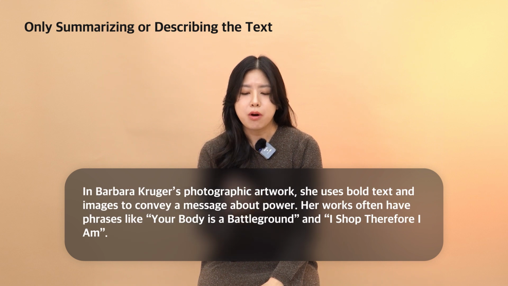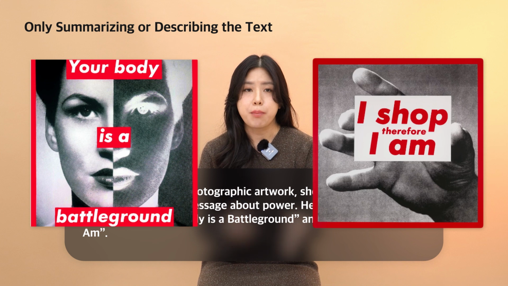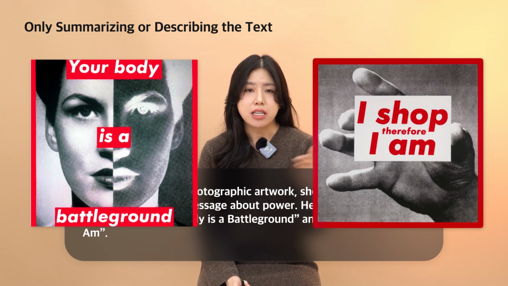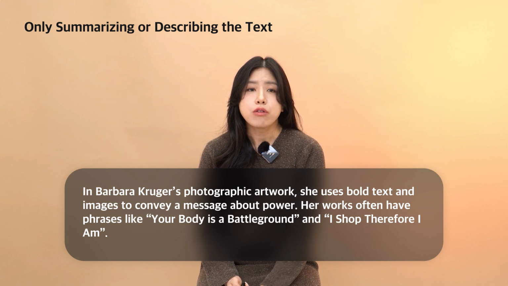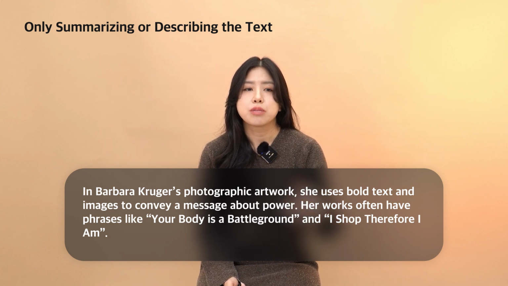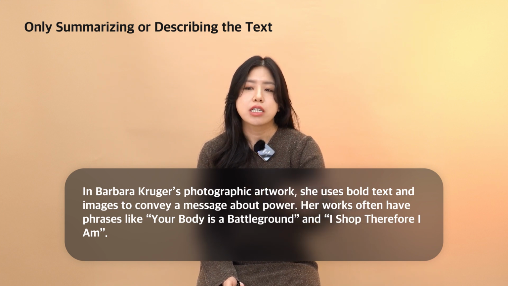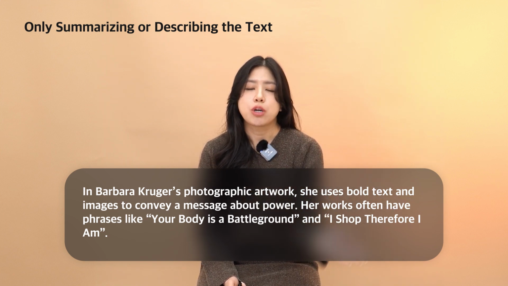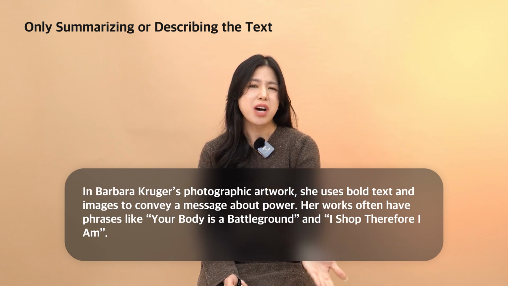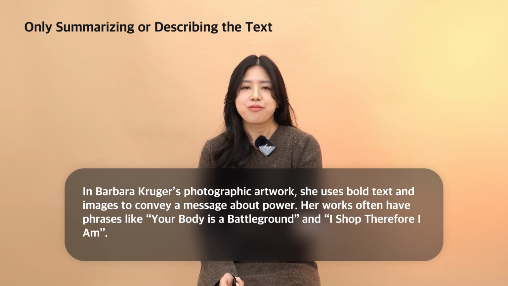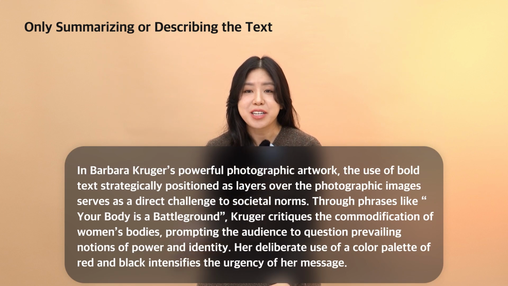Now, how about for paper 1? Now, on the screen here, you see 2 photographs by Barbara Kruger. Some of you might have studied her works in your IB English A course. So when you simply describe by saying she uses bold text and images to tell us things about power and use phrases like "her body is a battleground" and "I shop therefore I am," that's you telling me what you see, right? That doesn't get you a lot of marks because I can describe what I just saw also. I want you to tell me the deeper meaning of what you have just seen.